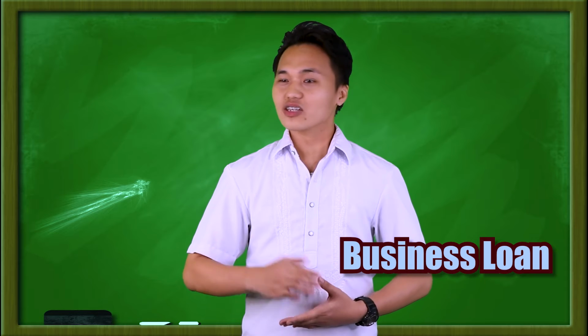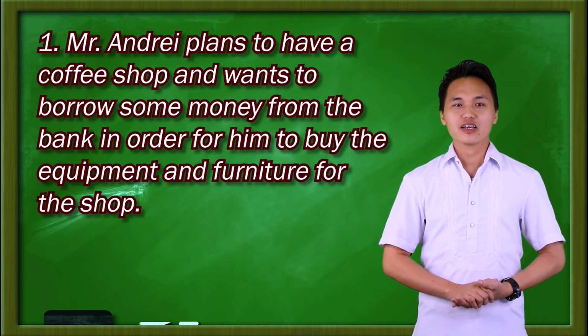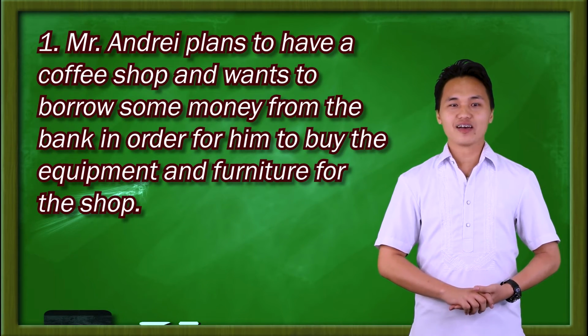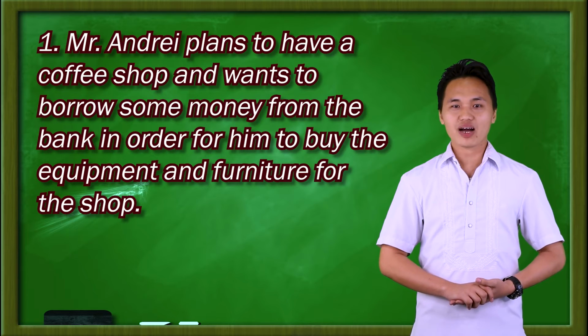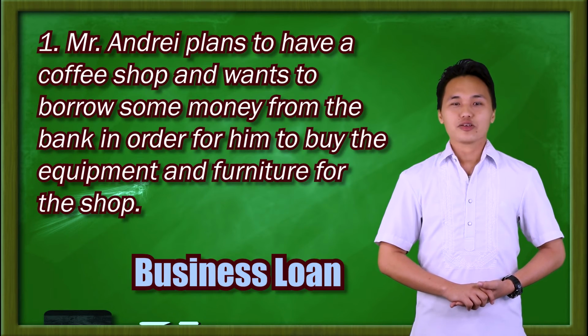This time, let us practice more. Tell whether the sentence is a business loan or a consumer loan. You have 5 seconds. Number 1. Mr. Andre plans to have a coffee shop and wants to borrow some money from the bank in order for him to buy the equipment and furniture for the shop. The answer is business loan.